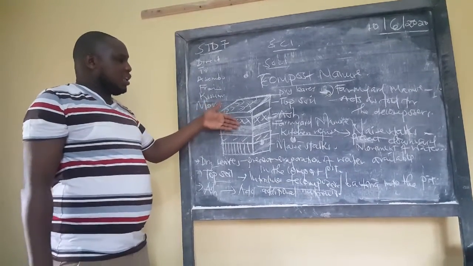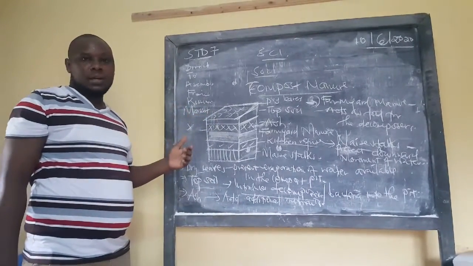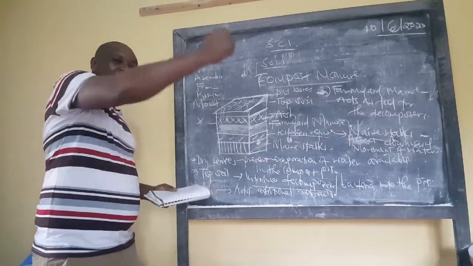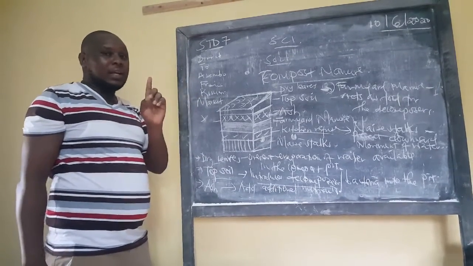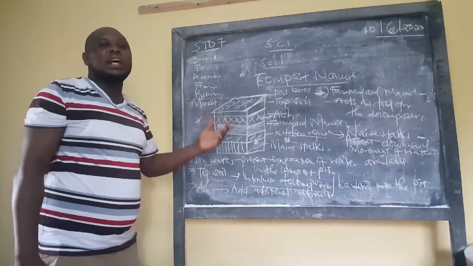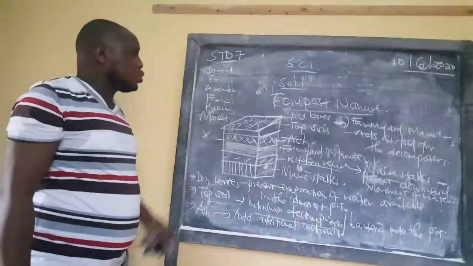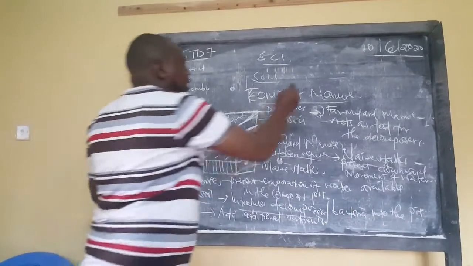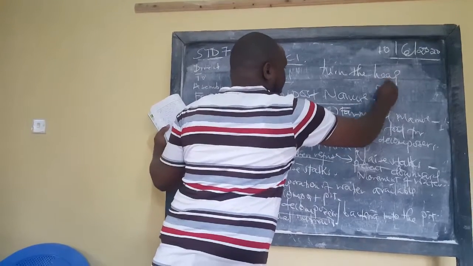Another thing that you can do to this heap to ensure that decomposition takes place very fast is that we turn it regularly. We regularly turn the materials using a stick. We place a stick inside and then we turn it like this regularly. And then the turning should be regular, not irregular. So in the exam they will bring an answer like turning the heap irregularly. That is not an answer. It's supposed to be regularly. So those are some of the tricks that they use in the exam to ensure that you get it wrong. So we have said you turn the heap regularly.